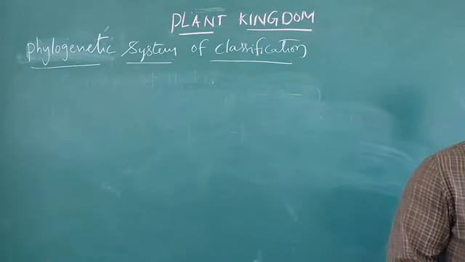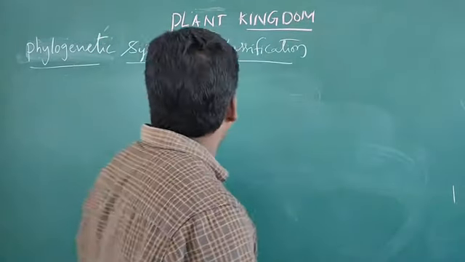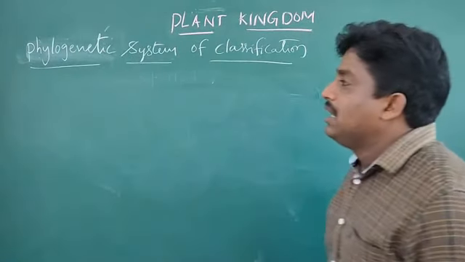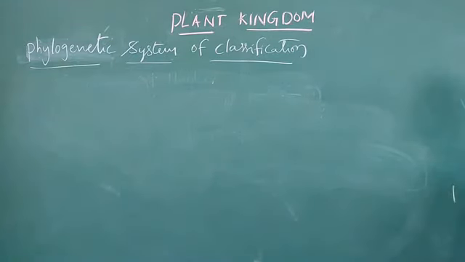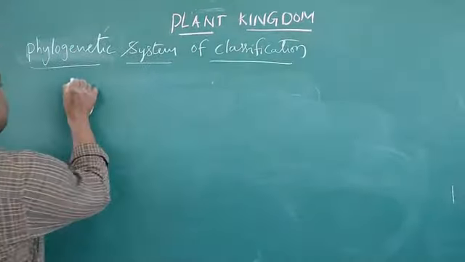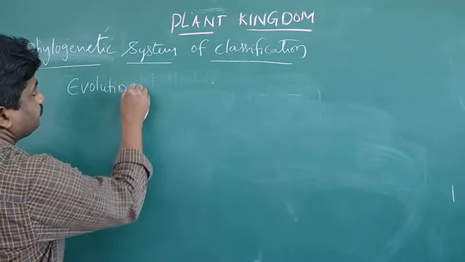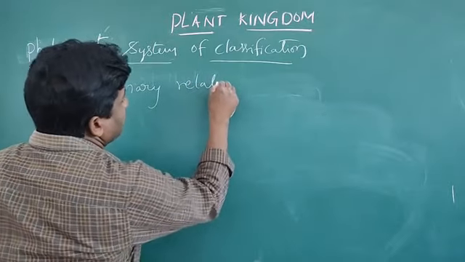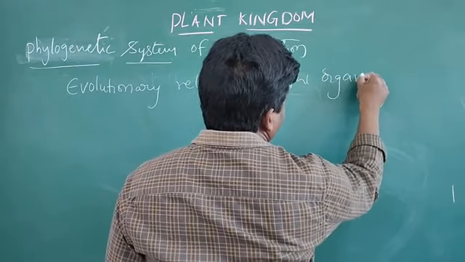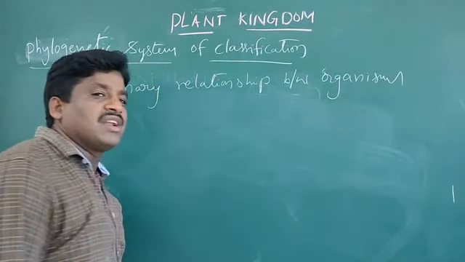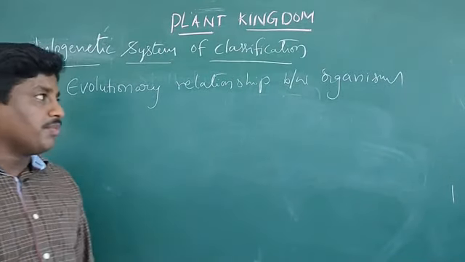So this classification, all the plants are classified based on the evolutionary relationship between the organisms. All the plants are classified by evolutionary relationship between the organisms.